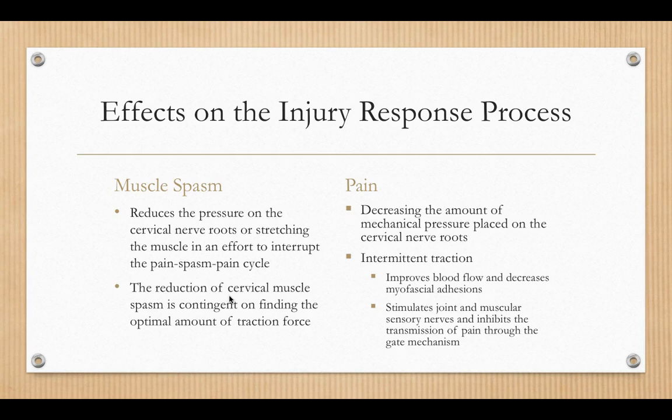Pain: we decrease the amount of mechanical pressure that's on the cervical nerve roots and on the facet joint structures. All of that is going to help with pain. Intermittent traction has some other things that research has shown to help with pain. It improves blood flow and decreases myofascial adhesions, which both help with pain. It stimulates joint and muscular sensory nerves and inhibits the transmission of pain through gate mechanisms.